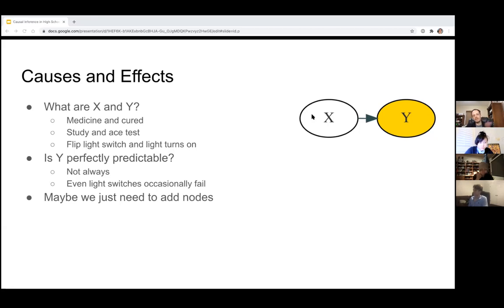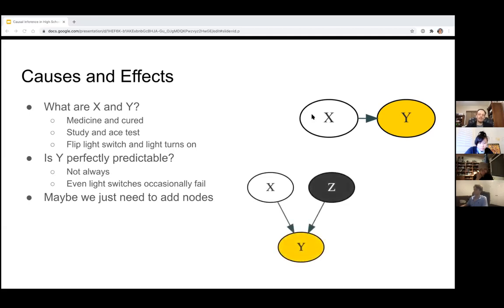So as an example, study and acing the test. We all know that sometimes you study and you still don't ace that test. But then this is not a complete causal diagram. X doesn't cause Y 100% of the time. So there's something else going on. Why might we study and still not pass the test, still not ace the test?